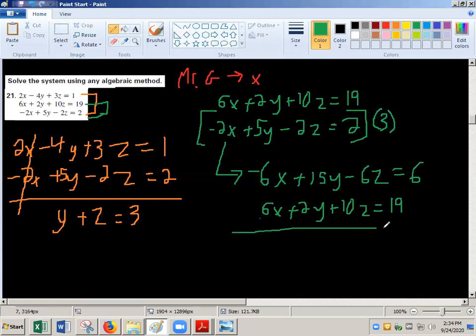So now I'm taking the negative 6x and the 6x, and they're going to cancel off. I'm going to take my 15y and my 2y, it gives me 17y. Now I have my negative 6z and my 10z, which give me 4z. And it's going to equal 25. So from here now, I'm going to take my two variable equations and work with those.